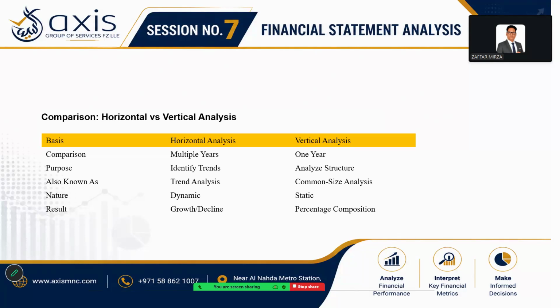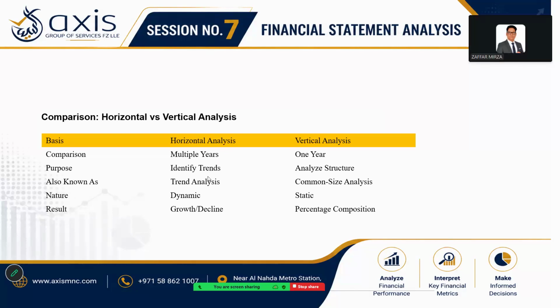When you are preparing a common size or vertical analysis for the balance sheet, the financial position statement, you need to divide each and every item of the balance sheet by total assets. Even the liabilities will be divided by total assets. Clear? Clear, sir.